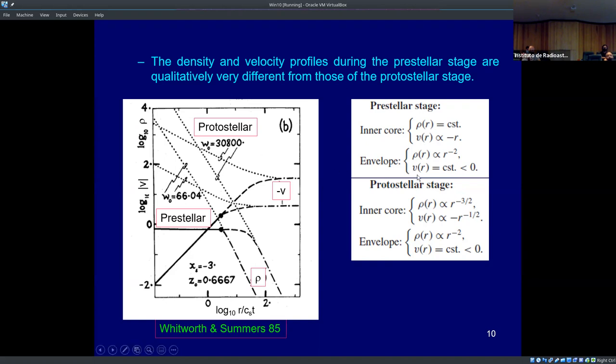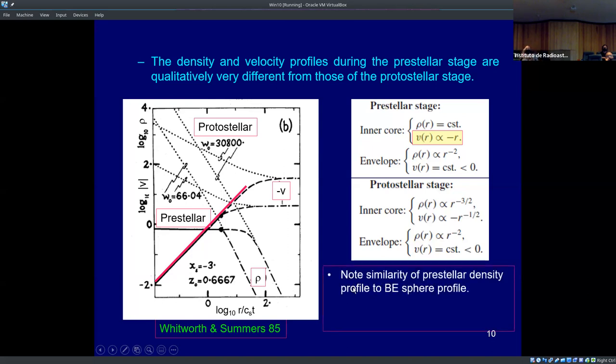And these are the shapes of the density and velocity profiles, both in the inner part and the outer part, the inner core and the envelope. And note that during the prestellar stage, the velocity goes to zero at the center. It's very important to note the similarity of the prestellar density profile to the Bonnor-Ebert sphere. The Bonnor-Ebert sphere is also flat at the center, and then it has an r to the minus 2 envelope at large radii, which means that contrary to what many people assume, a Bonnor-Ebert-like profile does not necessarily imply that you are in hydrostatic equilibrium. You can just be in the prestellar stage of collapse.